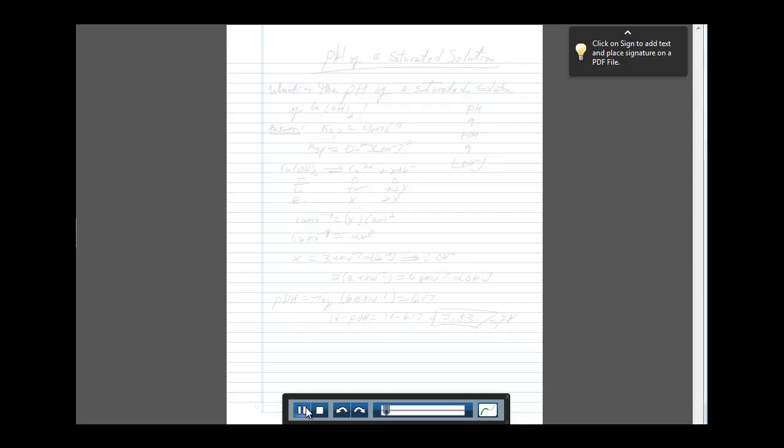This question is going to deal with the pH of a saturated solution, and the problem reads, what is the pH of a saturated solution of Cu(OH)2?